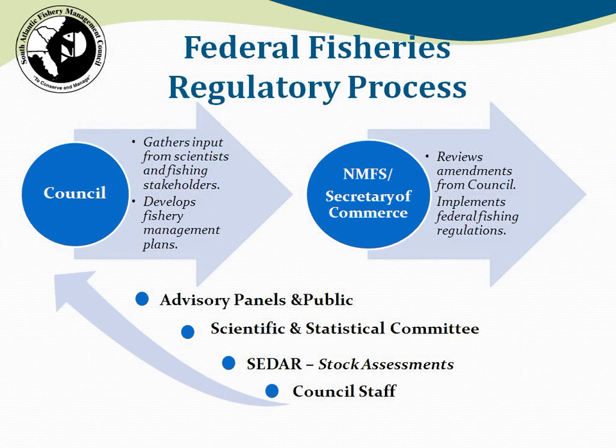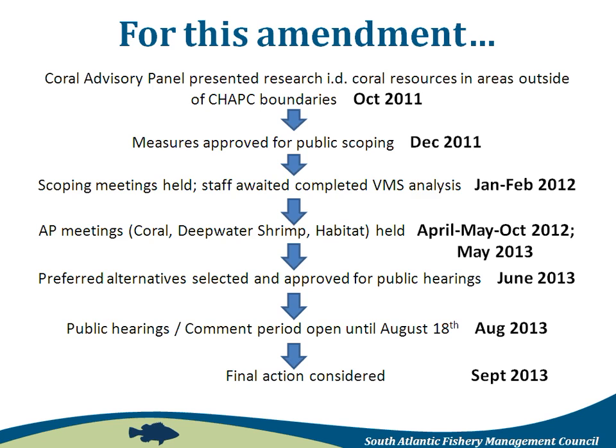So this slide describes the overall process for development of management measures. The Council first receives recommendations from the advisory panel and also through public input, and they also receive scientific information from the Scientific and Statistical Committee, the SSC, and also through the stock assessment process, which is CDAR. Recommendations are also received from Council staff. So the Council develops the fishery management plans and the amendments to each fishery management plan and approves them for secretarial review. Finally, the Secretary of Commerce has delegated review, approval, or disapproval of the amendments to the National Marine Fisheries Service. And so final review and implementation proceeds accordingly.